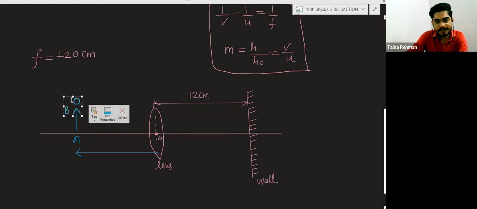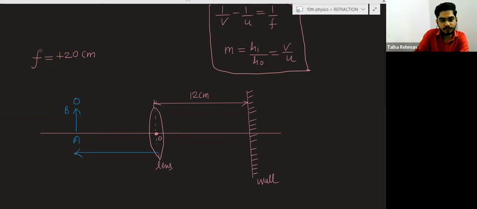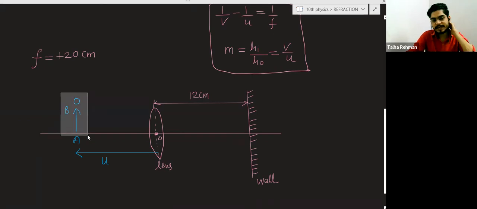From this object, the light will come in this direction, and you are going in this direction to measure the object distance. So the object distance is U. It means your object is at a distance of U from the lens, and you will not decide the sign of an unknown quantity. Here U is unknown.